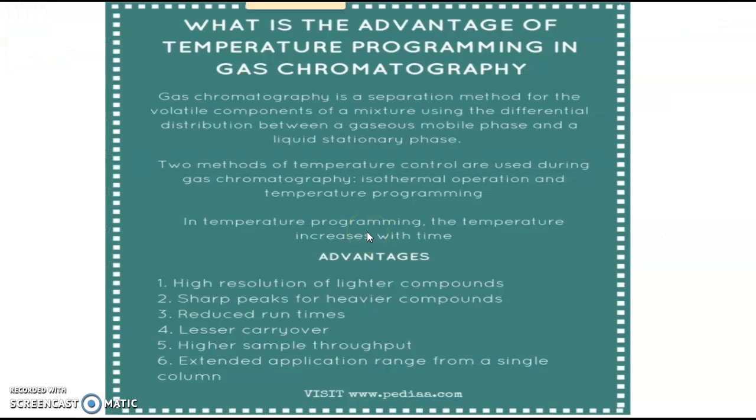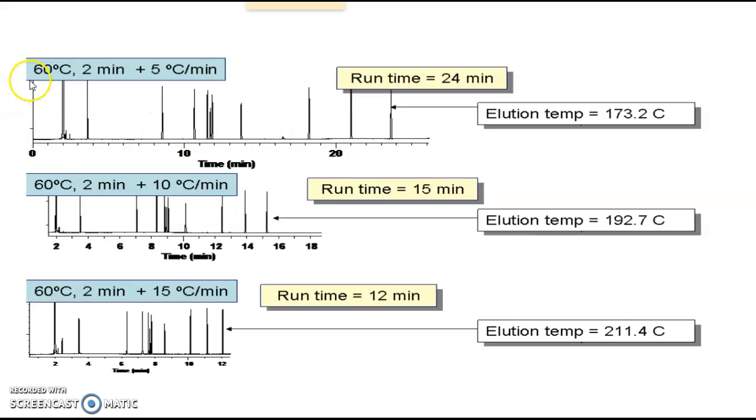Let us compare the graphs. This is the graph obtained starting at 60 degrees Celsius, with a rise of 5 degrees Celsius per minute. This is the run time, 24 minutes. This is the elution temperature, 173.2 degrees Celsius. So you can see the resolution of the spectrum.